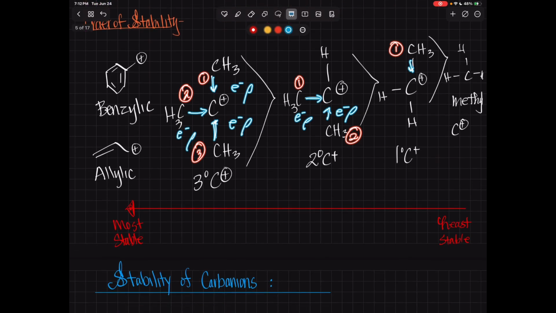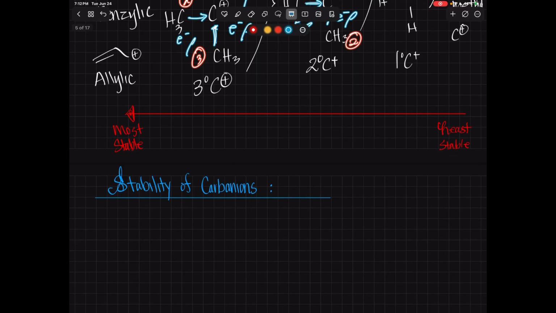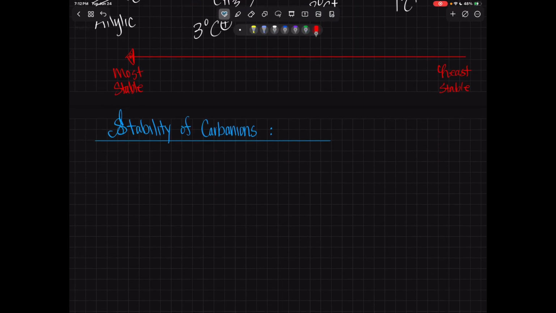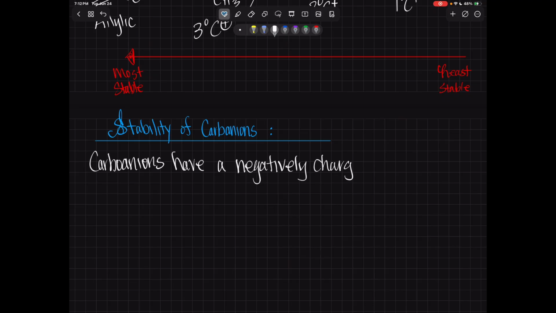Let's move on to the next big intermediate, and that's stability of carbanions, my apologies. And carbanions have a negatively charged carbon atom.